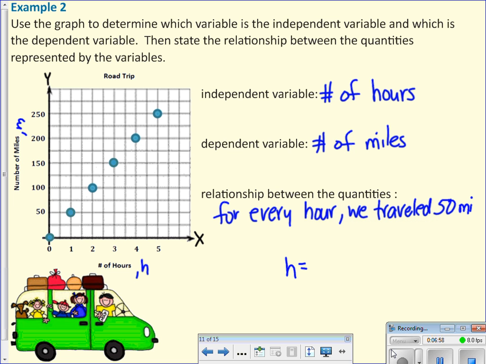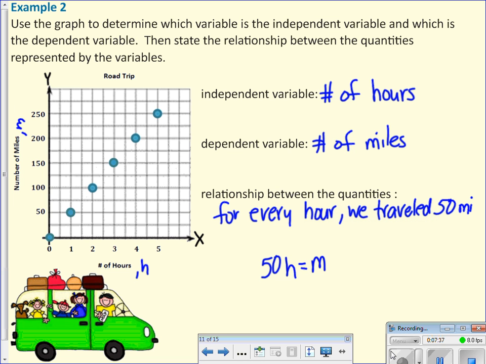Stay with us. So what did I do to my hours to equal my miles? I did 50 per hour. 2H. Not 2. How did I get from 1 to 50? Or 2 to 100? 3 to 150? Right. I did 50. Then I dropped the eraser. 50 per hour. Per means to multiply.